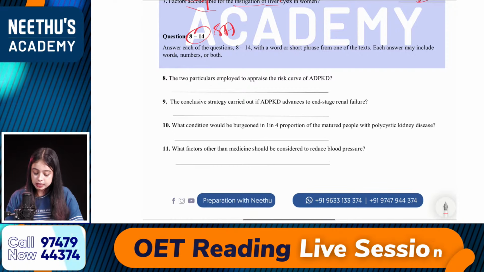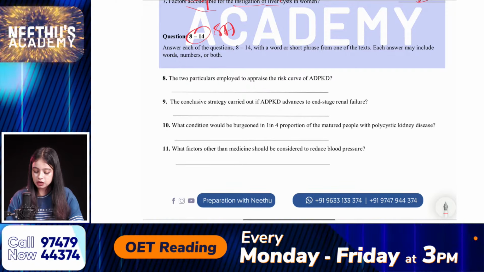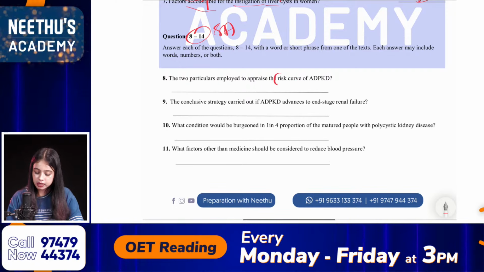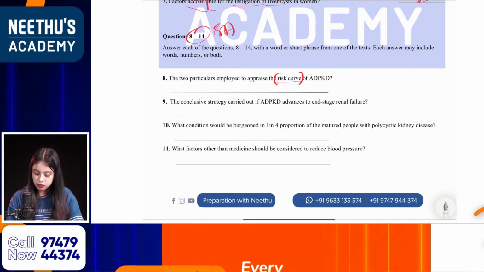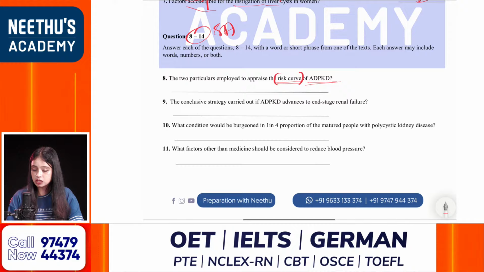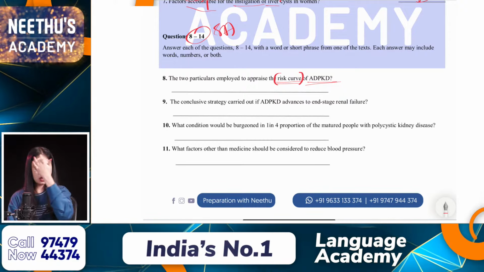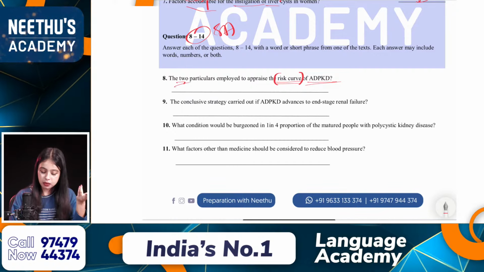The two particulars employed to appraise the risk curve of ADPKD. So here, there is no change in risk curve. It is directly mentioned there. ADPKD, it is there. There is no change in that. But what is the change that comes? 2, it is the same.